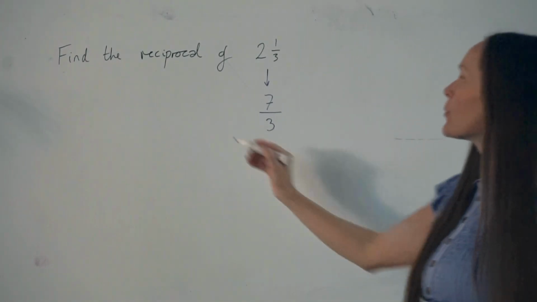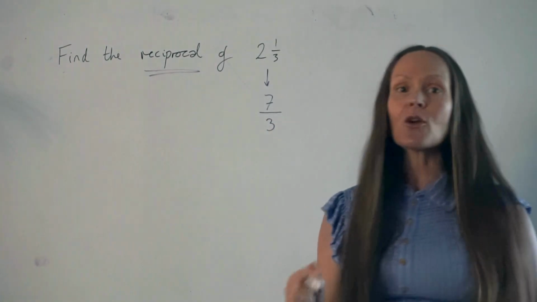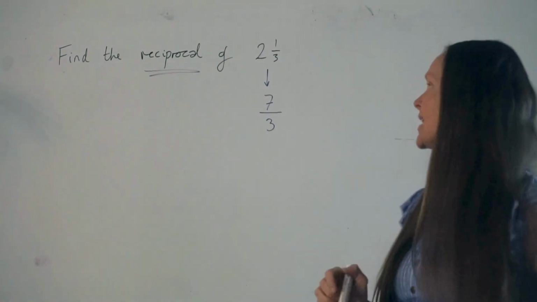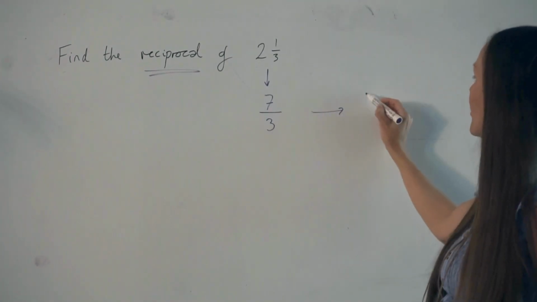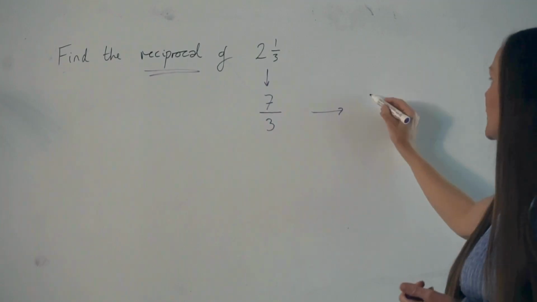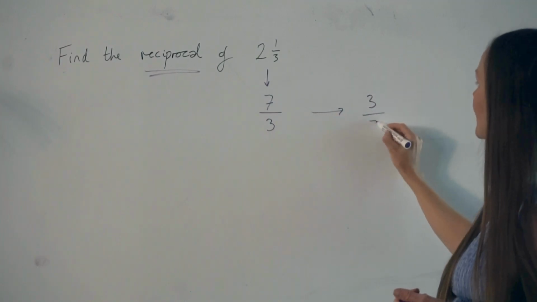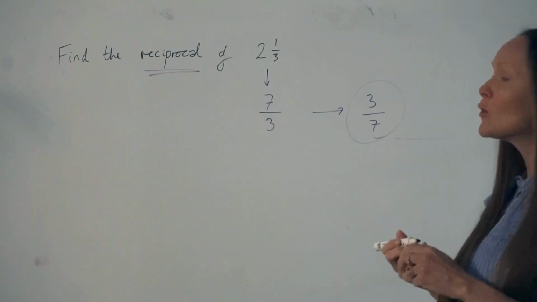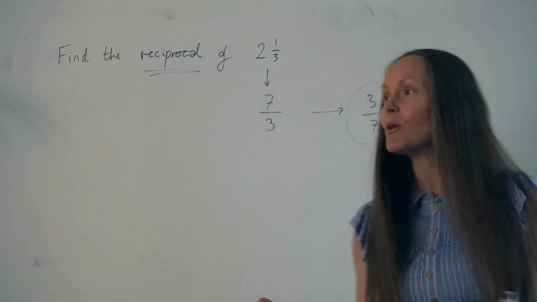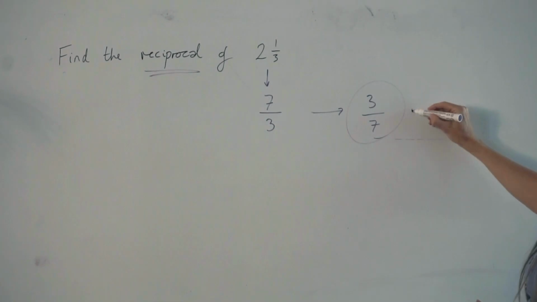So to find the reciprocal, what you have to do is take your fraction and flip it upside down. Okay, so the numerator becomes the denominator and vice versa, and so the final answer is 3/7. If you can simplify the fraction, always simplify. This one we can't, so I'm going to leave it like that.